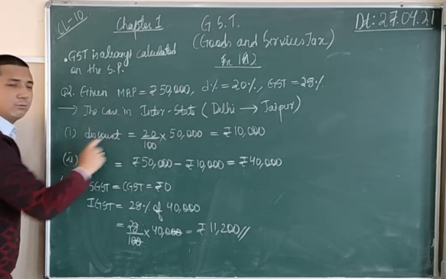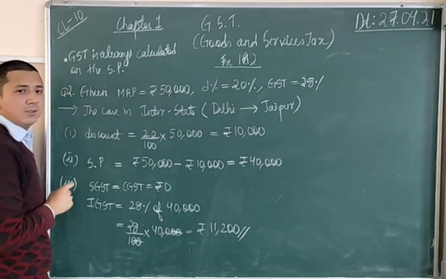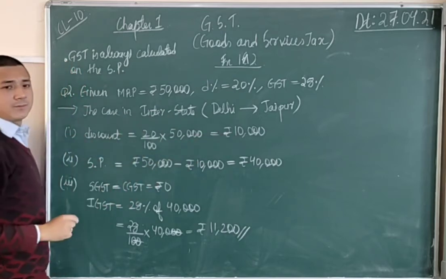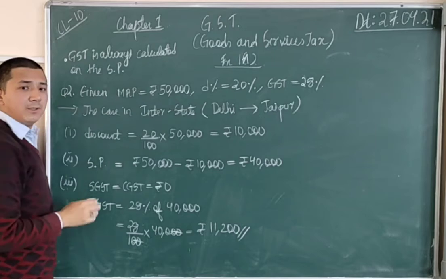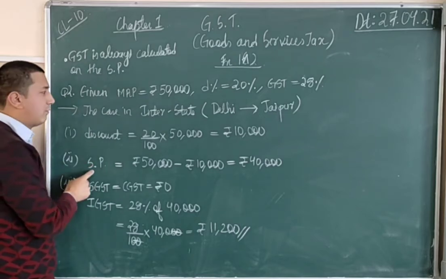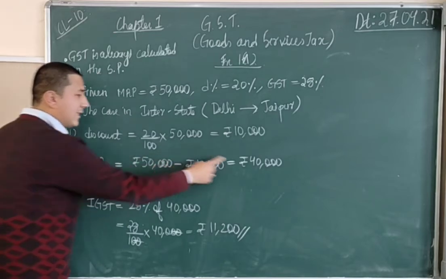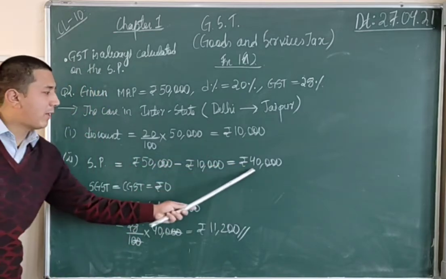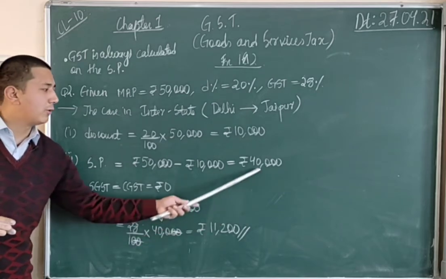Number one, answer number one, discount. What will be the discount? Discount is 20%. 20% of 50,000 will be 10,000. This much you are getting discount on this MRP. So what will be the selling price? Selling price will be 50 minus 10, 40,000. Okay, this is my selling price. So in this selling price, the GST will be calculated. GST will be calculated on this selling price.